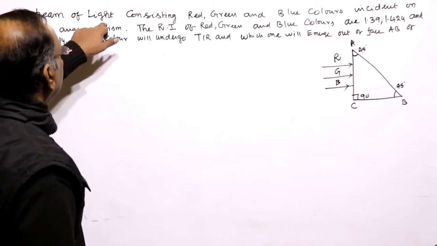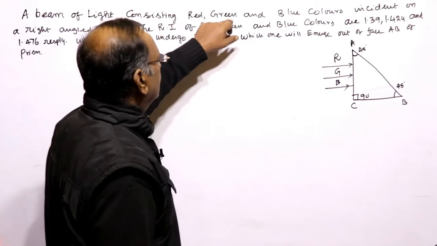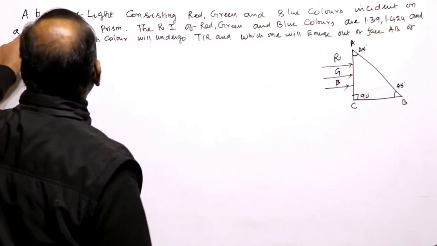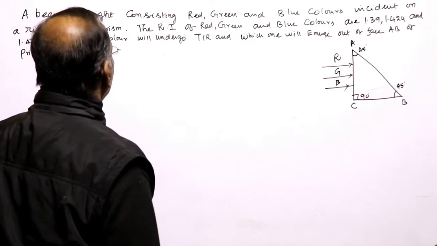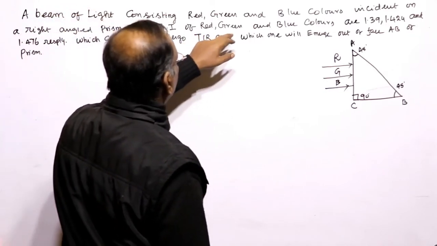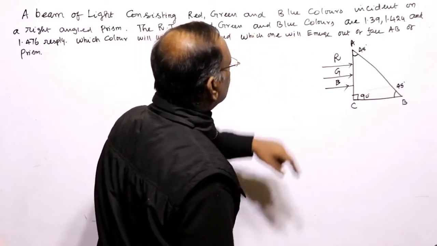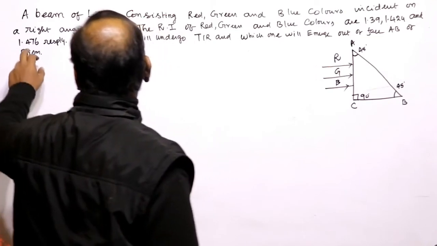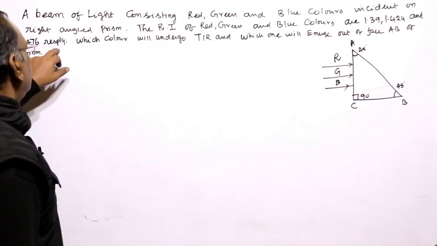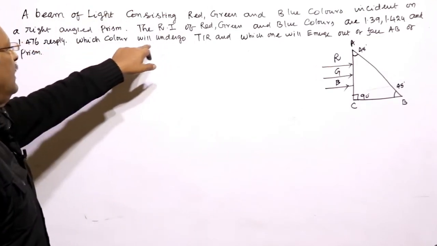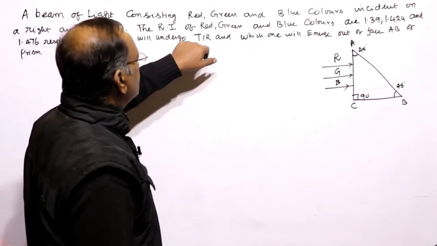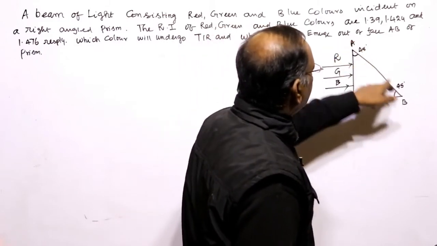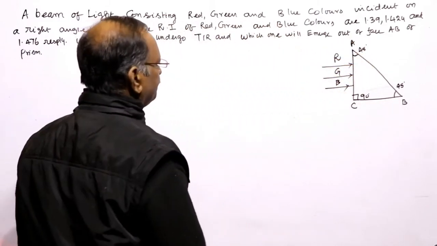A beam of light consisting of red, green and blue colors is incident on a right angled prism. The refractive indices of red, green and blue colors are 1.39, 1.424 and 1.476 respectively. Which color will undergo total internal reflection and which one will emerge out of the face AB of the prism?